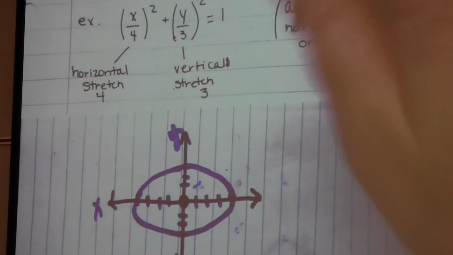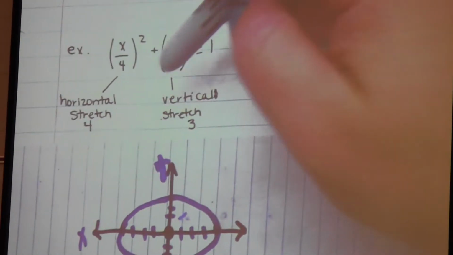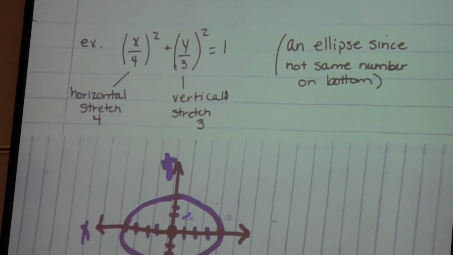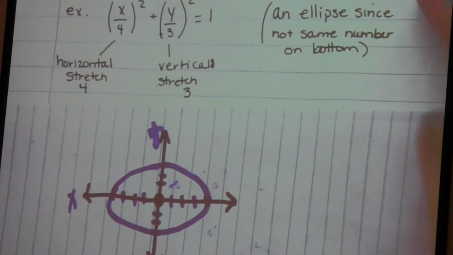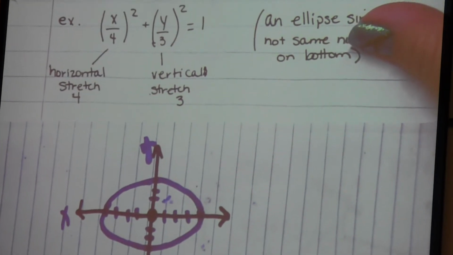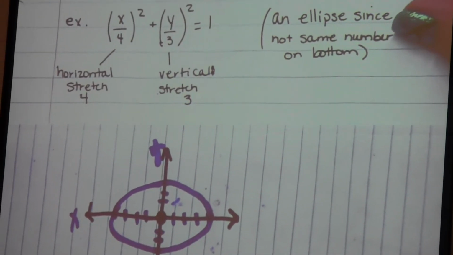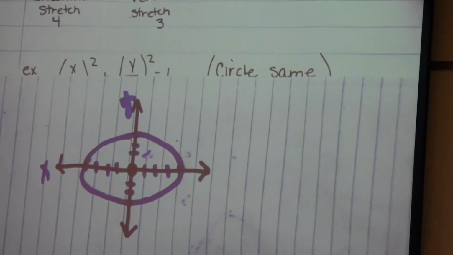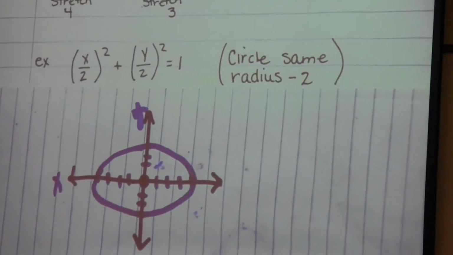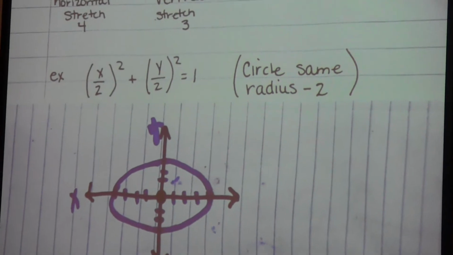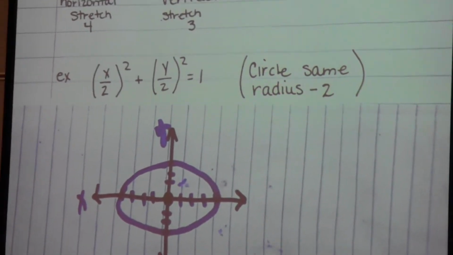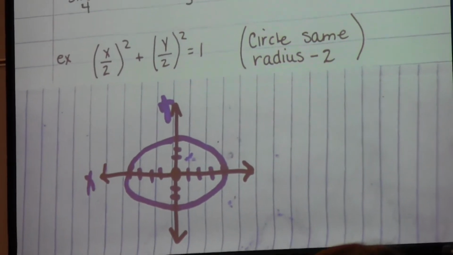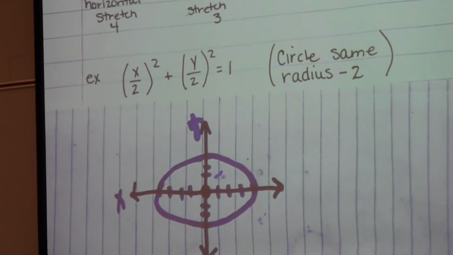So under my x and y are my horizontal and vertical stretch. Horizontal under the x, vertical under the y. Numbers on the top are still going to give me just that center point. If we have the same number on the bottom, then it's a circle, because you're going up 2, over 2, 2 in each direction makes it a circle.